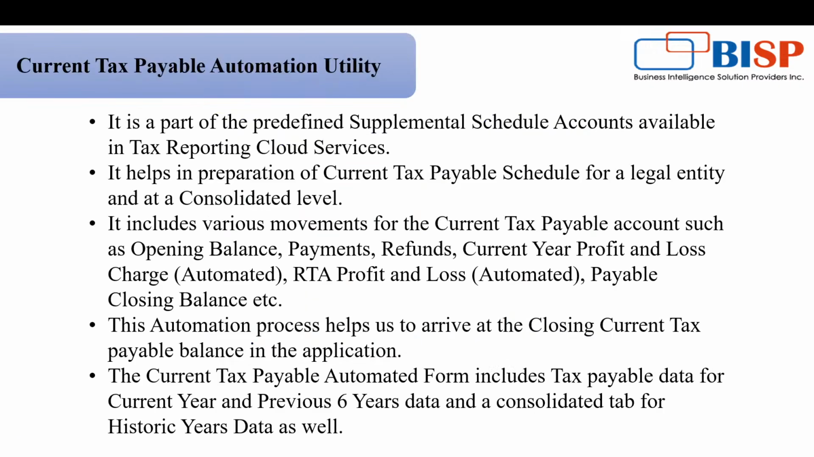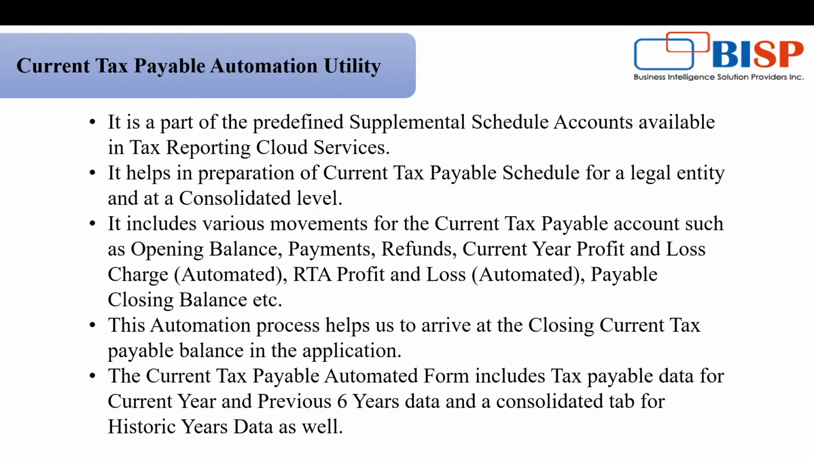So here in this slide, it is explained how the current tax payable in TRCS is not just a static number, but an automation through predefined schedules. Right. So first we need the purpose, meaning it helps to prepare a current payable schedule at both entity level and the consolidated group level.